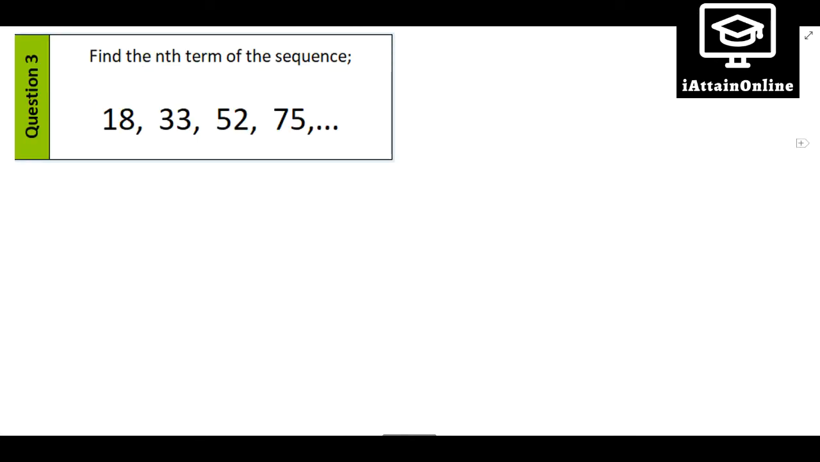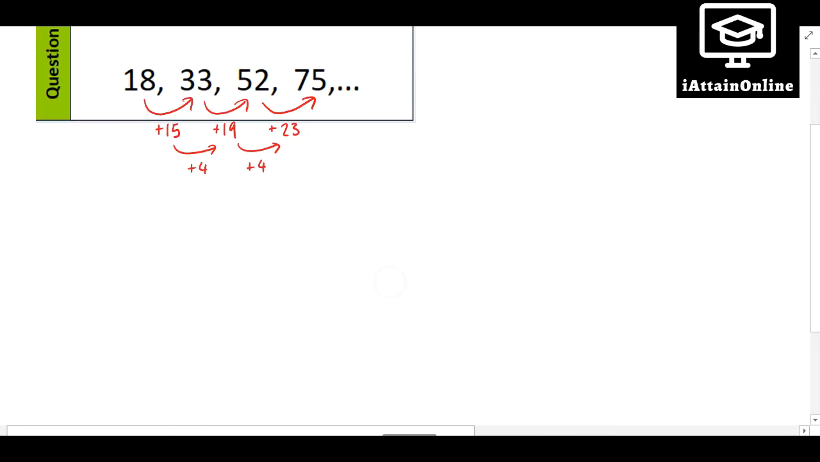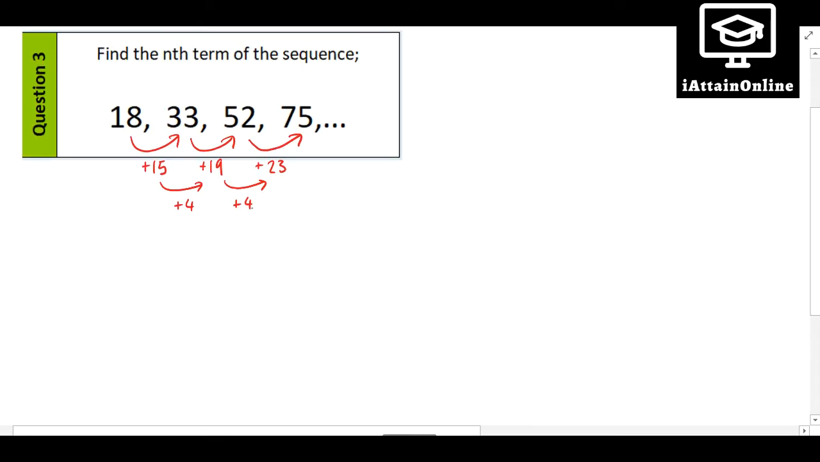Okay, 2 more examples. As always, start by working out the first difference. So this one here, we're adding 15 to start with, then we're adding 19, and then we're adding 23. So first difference isn't the same, work out the second difference. Each time, plus 4, plus 4. This tells me, if we half these numbers, the sequence is going to be related to 2n squared.